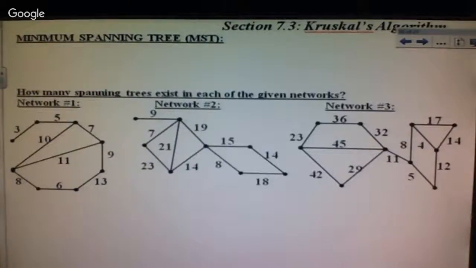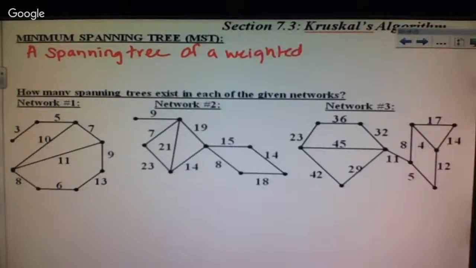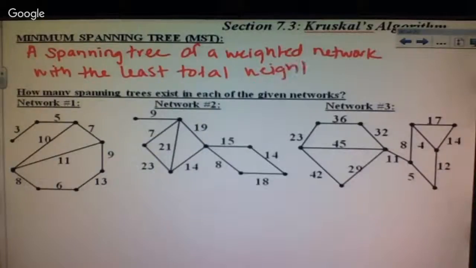Okay, so a minimum spanning tree is a spanning tree of a weighted network with the least total weight. See, those are big words. Weighted network just means I've got edges with numbers. Weighted network. Edges with numbers.